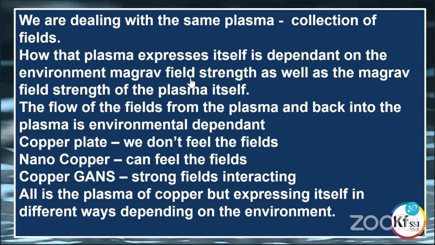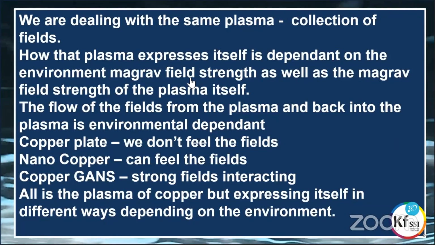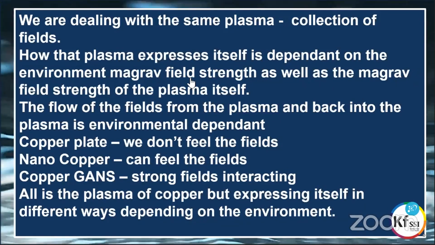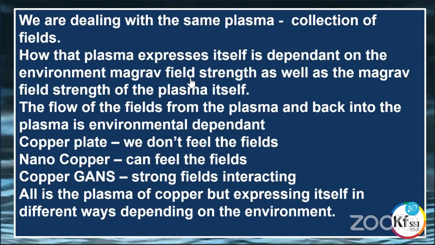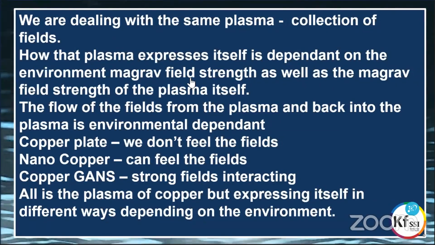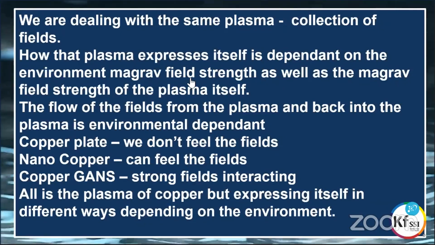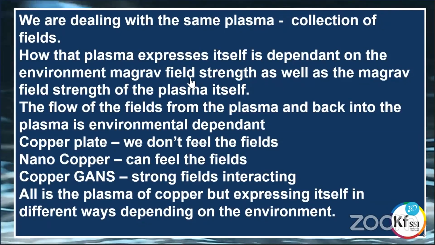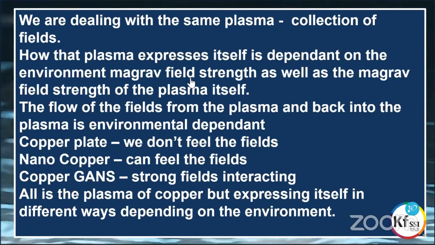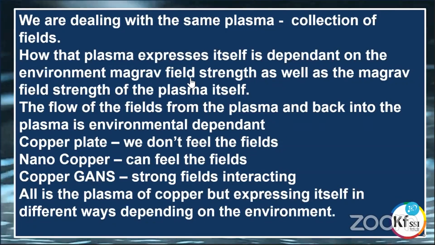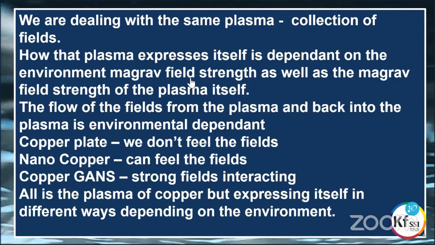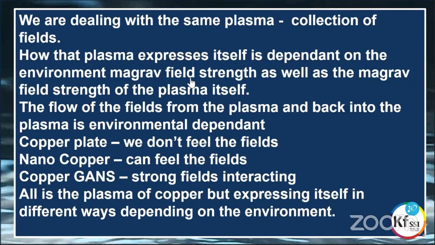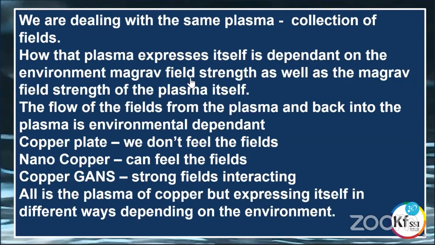Essentially, what we have to understand is we're dealing with the same plasma. It's a collection of fields. How that plasma expresses itself is dependent on the environment's magnetic field strength, as well as the magnetic field strength of the plasma itself. So you've got two factors. One is the plasma, the Gans itself, and one is the environment in which you are putting that plasma.